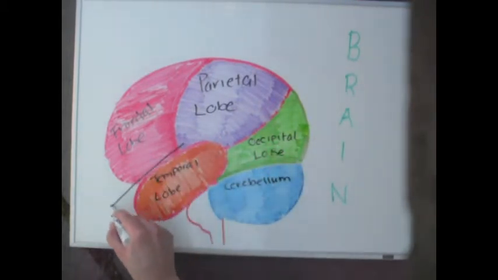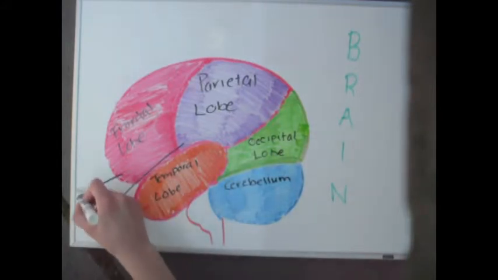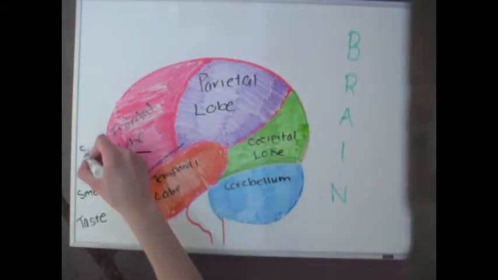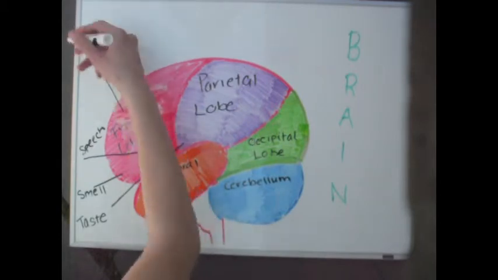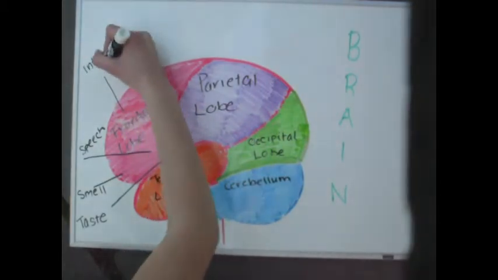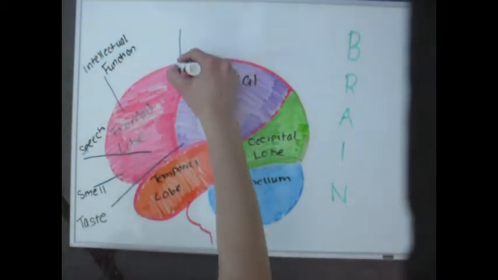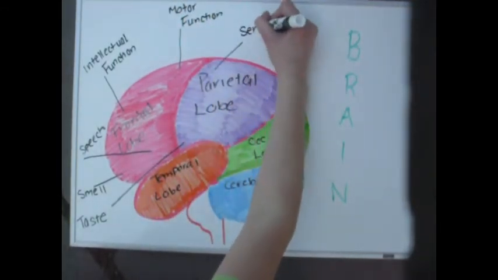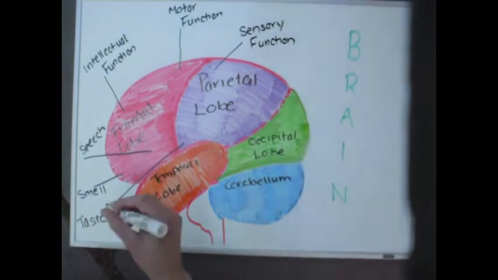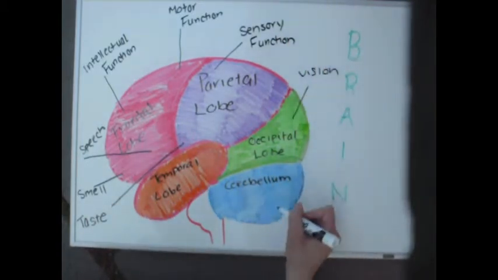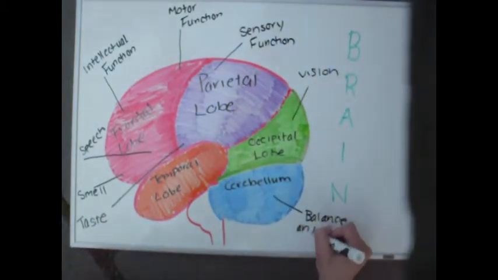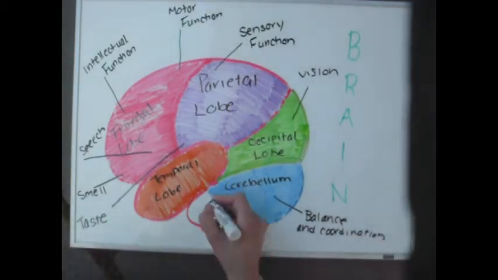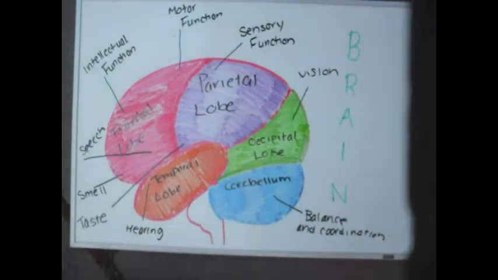The frontal lobe is responsible for smell, speech, intellectual function, and motor function. The parietal lobe is responsible for taste and for sensory function. The occipital lobe is responsible for vision, and the cerebellum is responsible for balance and coordination. Finally, the temporal lobe is responsible for hearing.